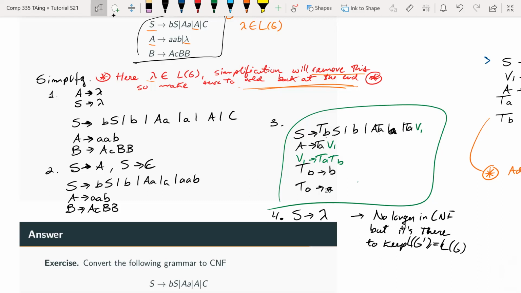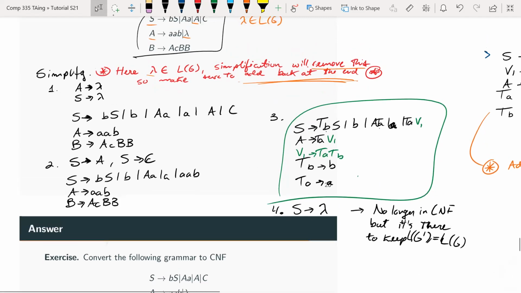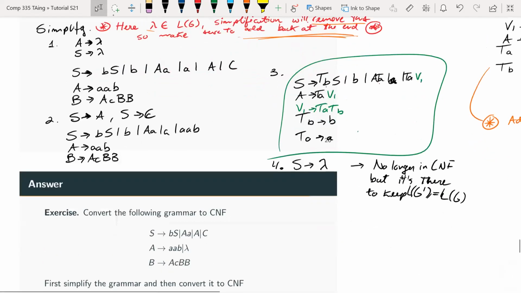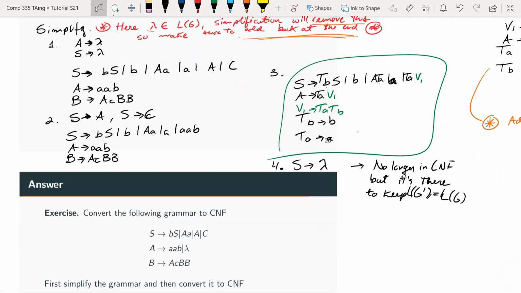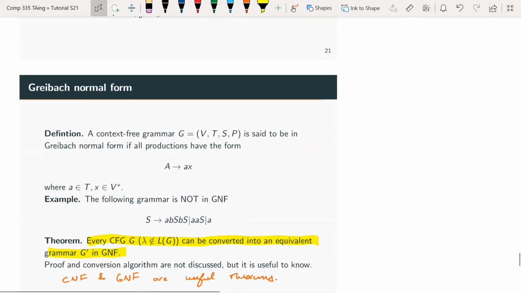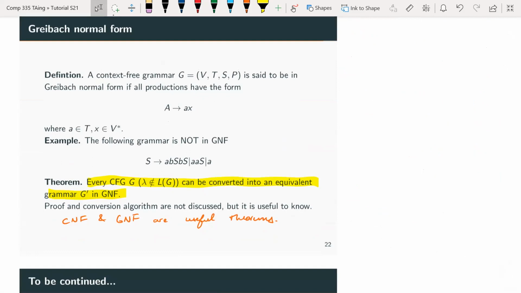All right. So any questions about CNF conversion? No? Okay. It's pretty straightforward. The last thing we're going to talk about very quickly, and then I'll let you go, is Greibach normal form. So we're not going to look at proofs and conversion algorithms for Greibach normal form. It's just good to know that it exists.